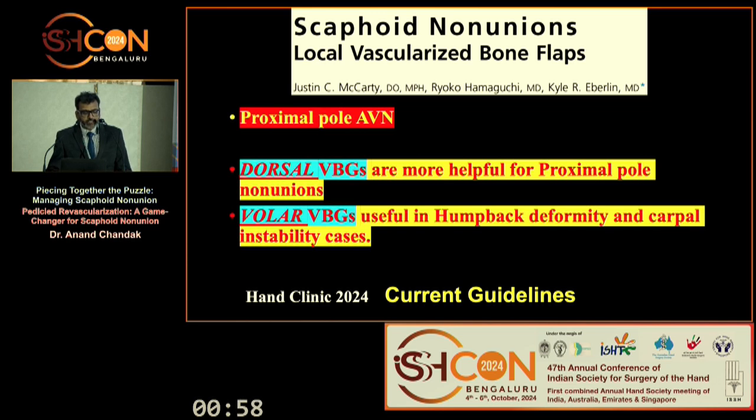And these are the current guidelines from Hand Clinics of 2024. Scaphoid non-unions: local vascularized bone flaps, particularly useful for proximal pole avascular necrosis. When to use? Dorsal vascularized bone grafts can be more beneficial for the proximal pole non-unions because these would not be associated with the humpback deformity and they would have the common approach of the dorsal side. And the volar vascularized bone grafts are particularly useful for humpback deformity correction or carpal instability cases because anyway you are going volar on those.